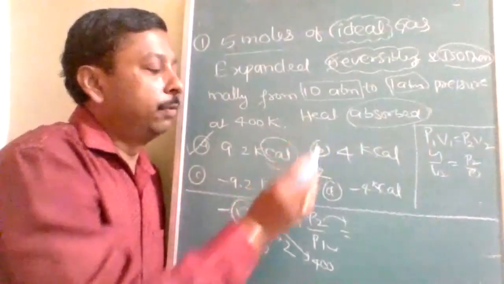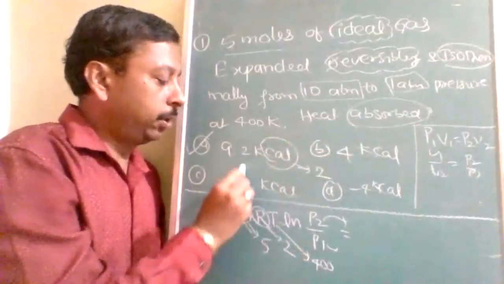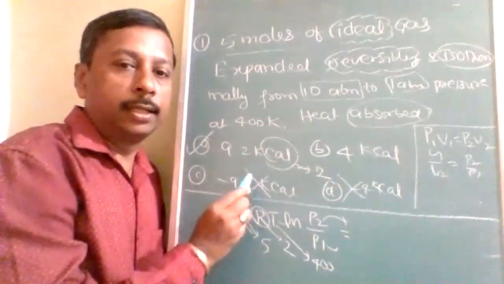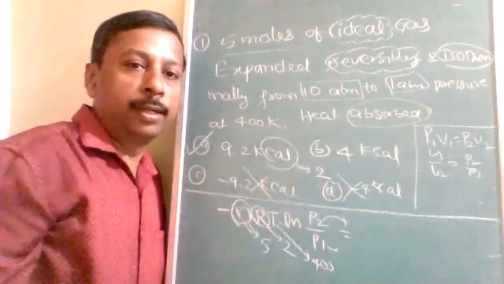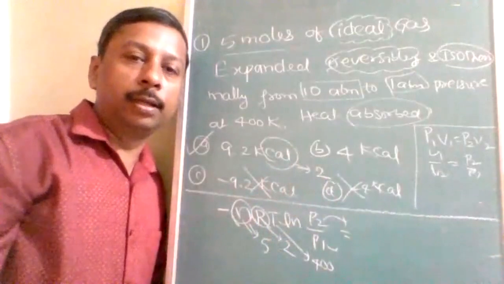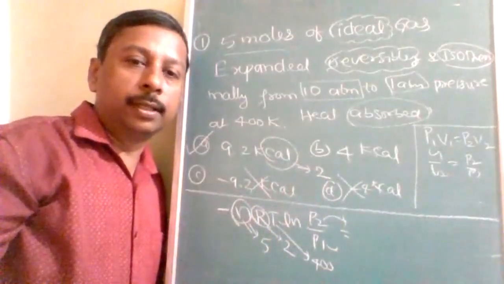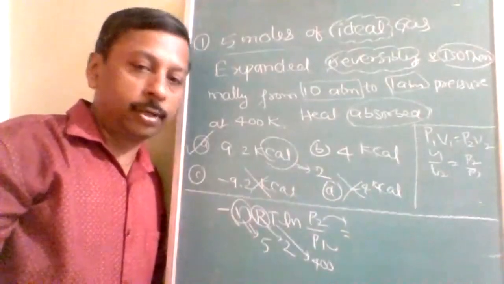With the wording itself, absorbed means it cannot be negative. So you can neglect these two options, and it is either this one or this one. Absorbed means endothermic, and for endothermic, heat will be positive in sign. So the first question's answer is option A.